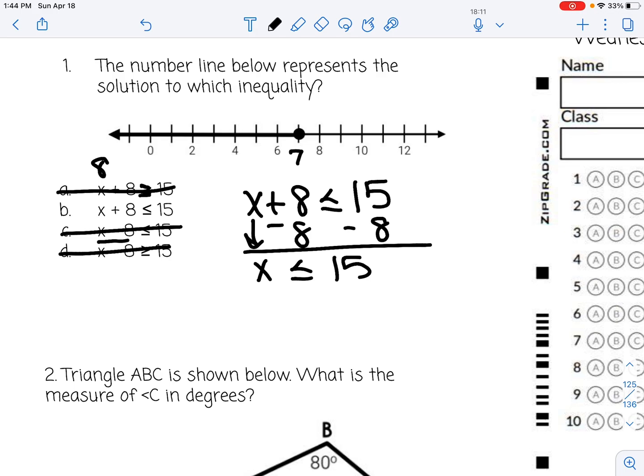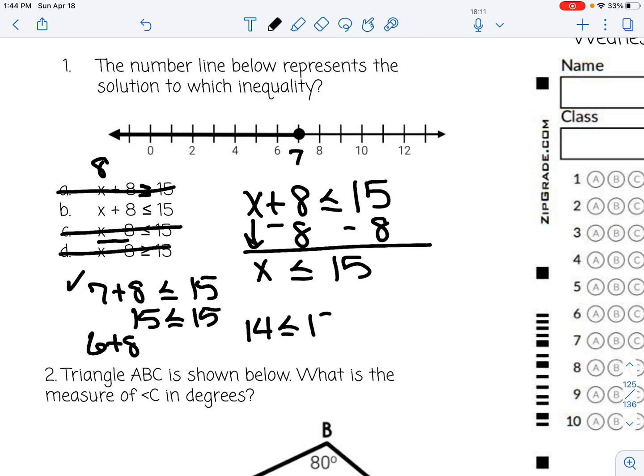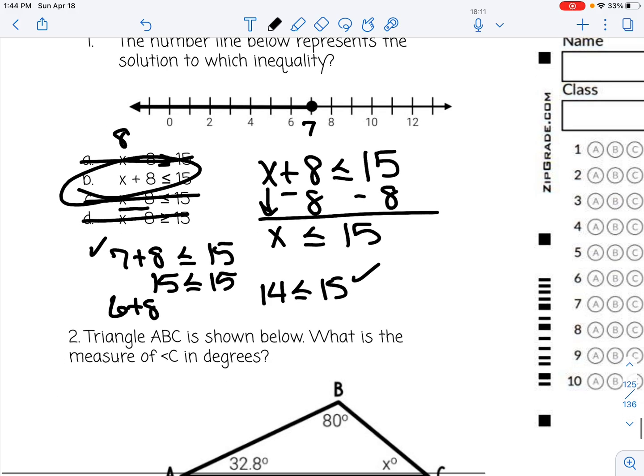So if I plug in 7 for x, 7 plus 8 is less than or equal to 15. So 15 is less than or equal to 15. That checks out. So let's plug in 6. If I do 6 plus 8, I'll get 14 is less than or equal to 15. So that checks out. So yes, B will be my answer. Remember, this is also on pages 67 through 70 in your math journals.